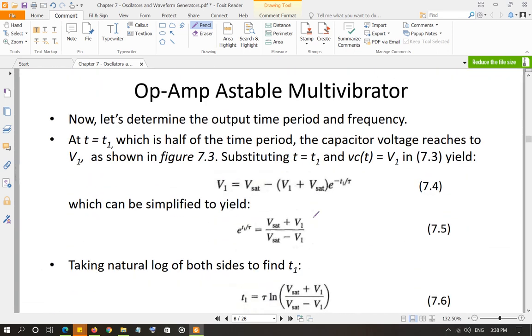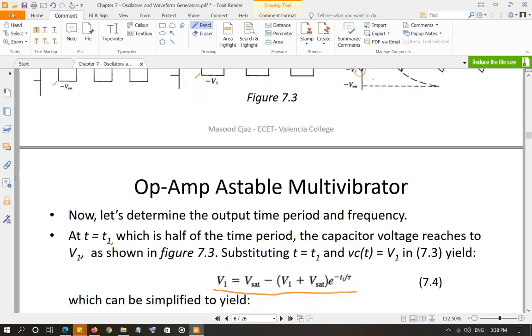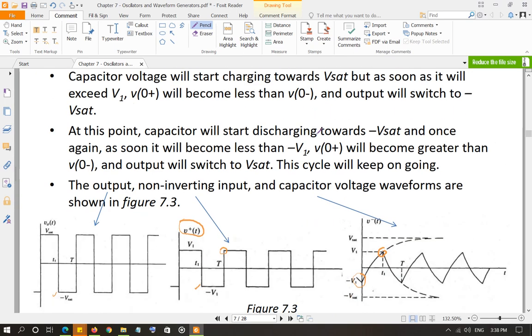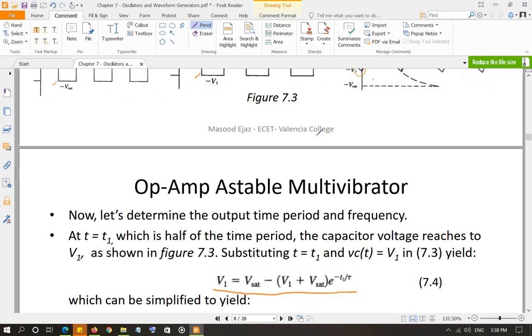Okay, so to determine the time period of the output waveform, we use the equation of the capacitor voltage. VC(t) is equal to the one that we discussed right here: VC(t) is equal to Vset minus V1. So we will substitute t equal to T1.